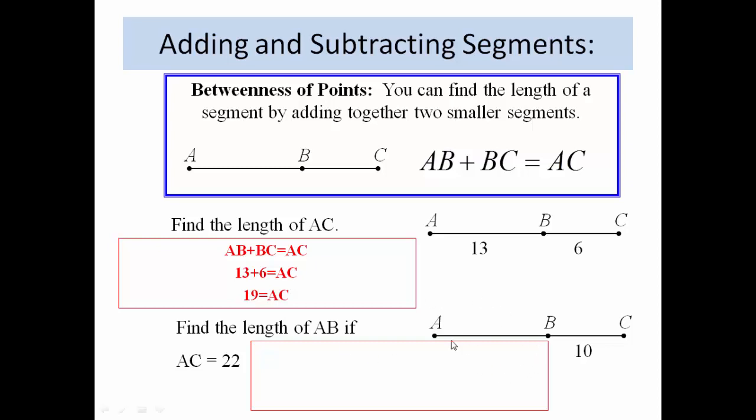Next example, find the length of AB if AC is equal to 22. Now we're missing one of our smaller parts. We're still going to write out our betweenness of points equation, fill in the pieces that you know, and then all we have to do is subtract 10 over to figure out what AB is equal to. So AB is equal to 12.